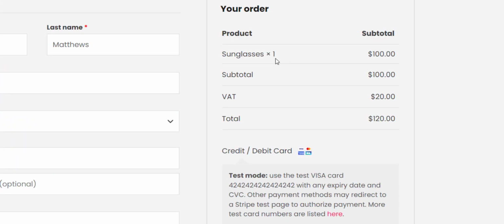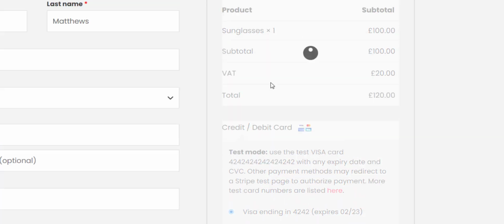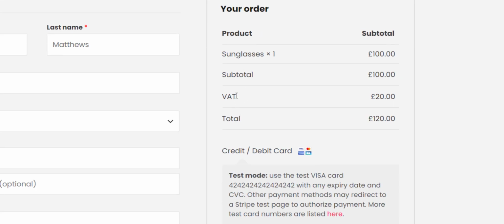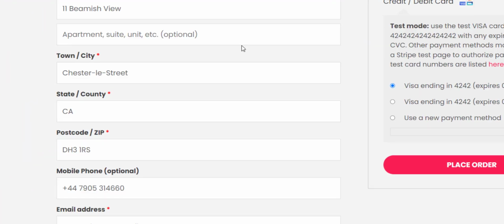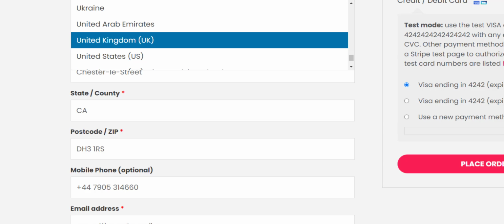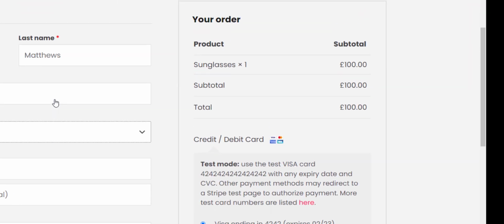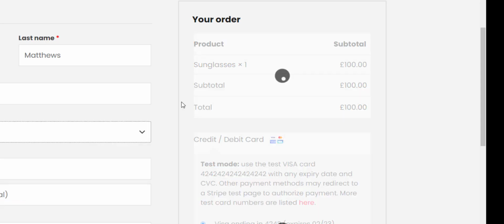So looking back at my cart, my sunglasses are attracting VAT at 20%, so they cost £100. VAT is £20, £120 total. If I change my country to United States, for example, checkout realizes I don't have to pay VAT because I'm not based in the UK. It's a UK-based sales tax, and that is removed. But let's put that back on for the moment.